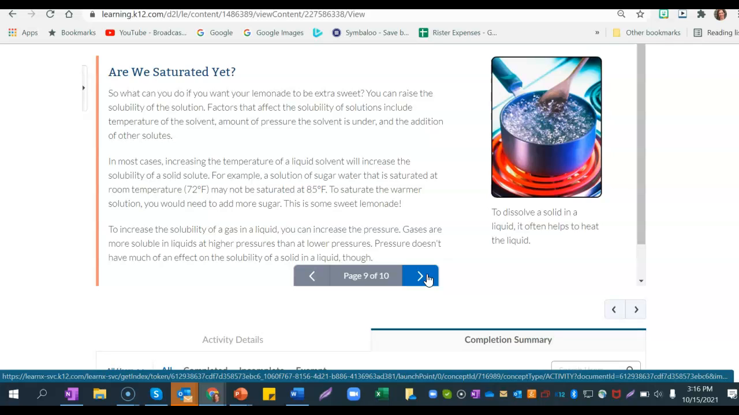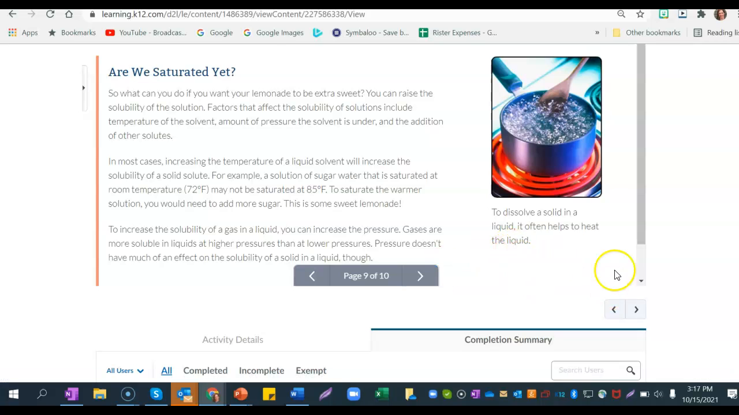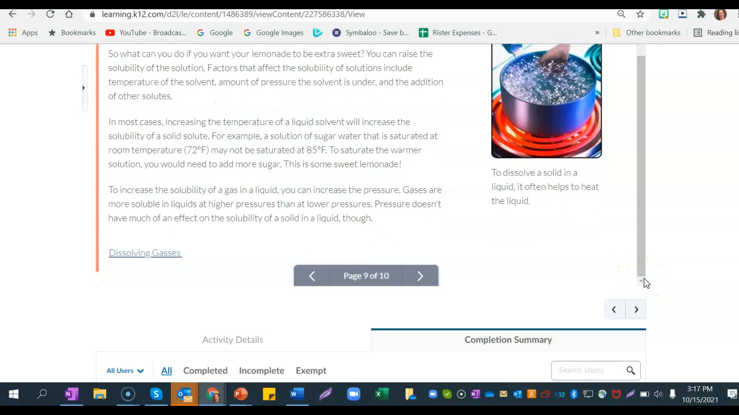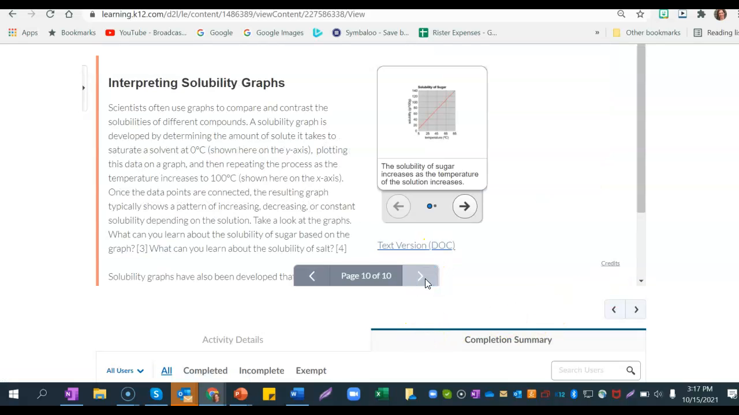To increase the solubility of a gas in a liquid, you increase the pressure. Gases are more soluble in liquids at higher pressures than at lower pressures. Pressure doesn't have much effect on the solubility of a solid in a liquid, though. Okay, so lots of confusing words here, lots of repeating words that sound very similar. So make sure in your notes that you are differentiating those things so that you have a clear understanding of the difference of those words.